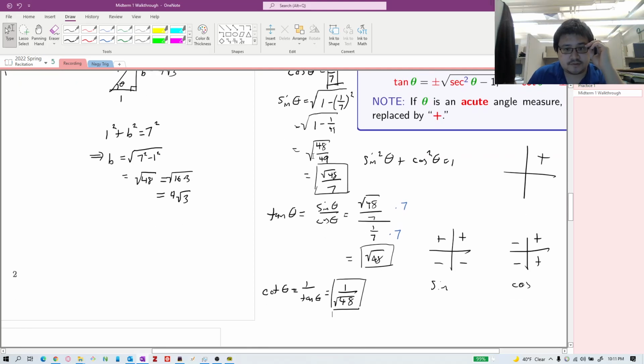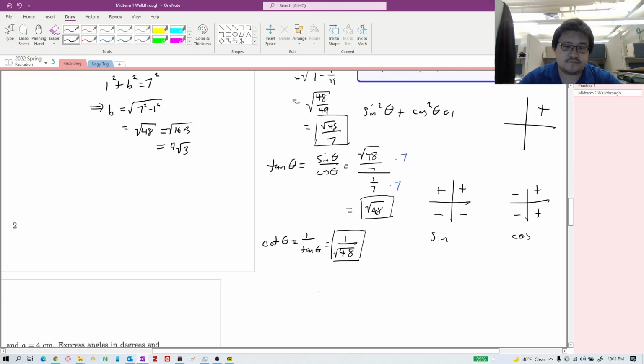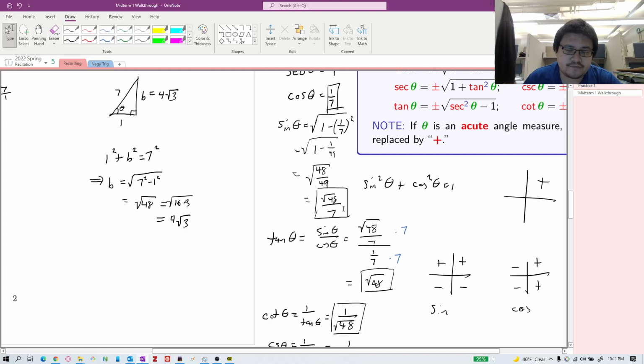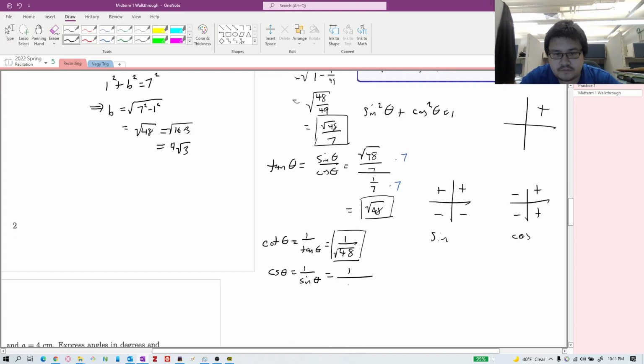We're missing cosecant. Cosecant is the reciprocal of sine. We know what sine is. It's this guy, root 48 over 7. You just automatically flip that fraction.